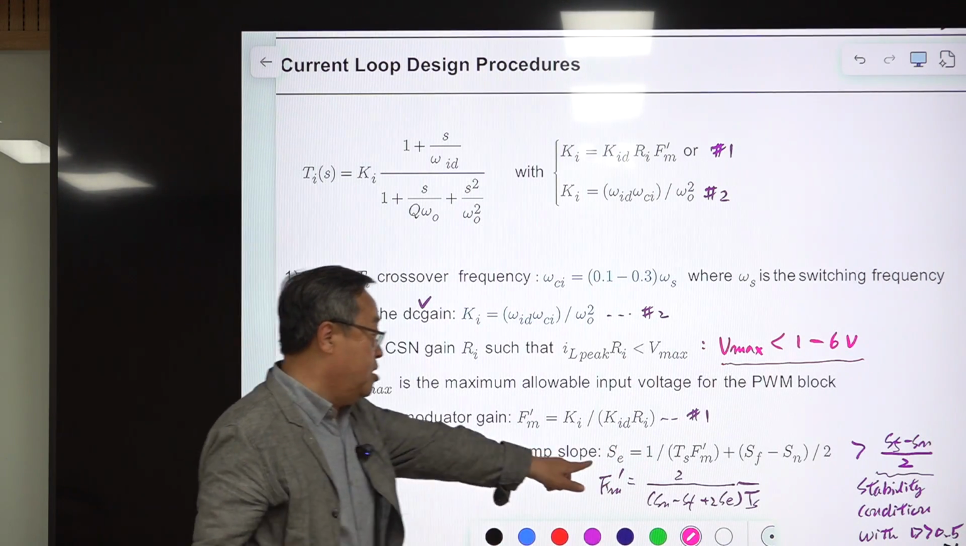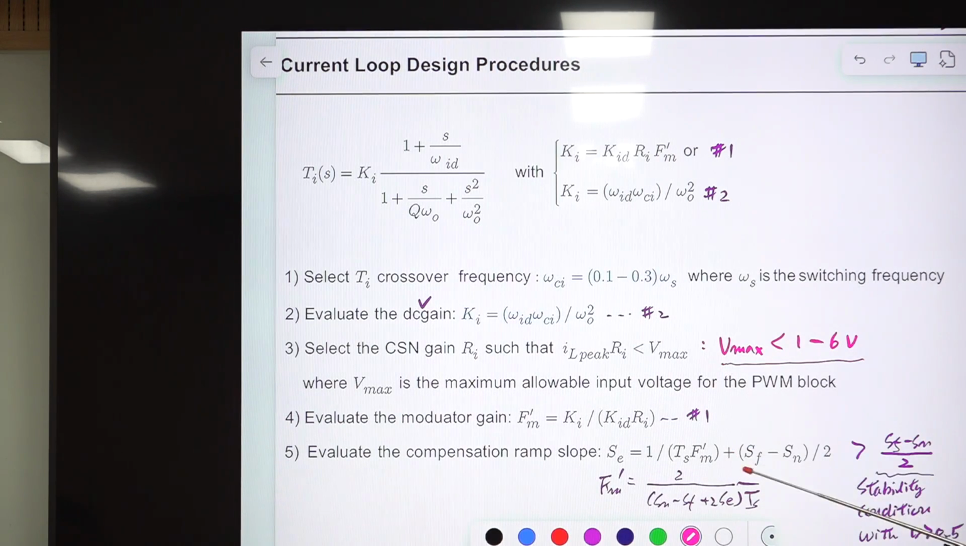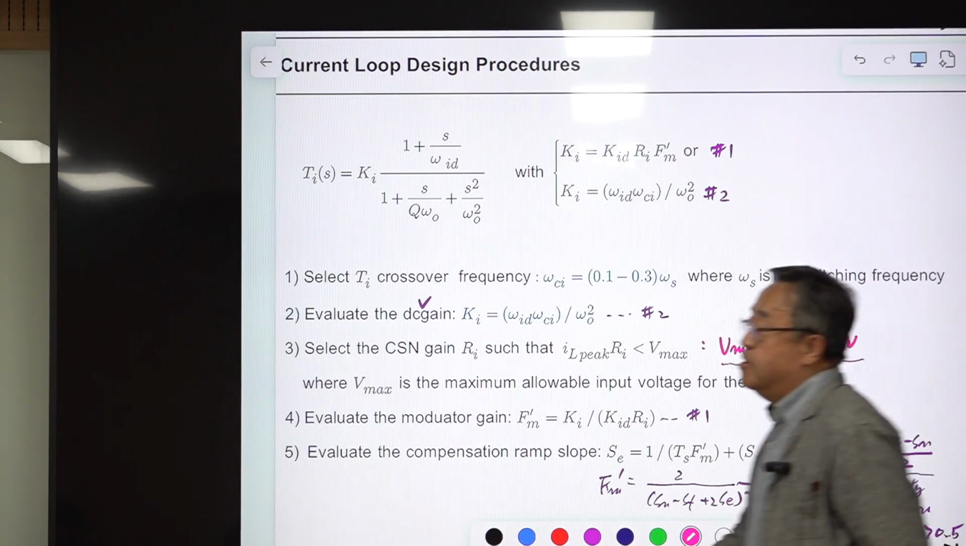As long as the slope of this external ramp is always larger than this, this is the stability condition for the current mode control when the duty ratio exceeds 0.5. The slope is absolutely larger than this one, so this is stable. It guarantees the stability of the current loop using this expression.